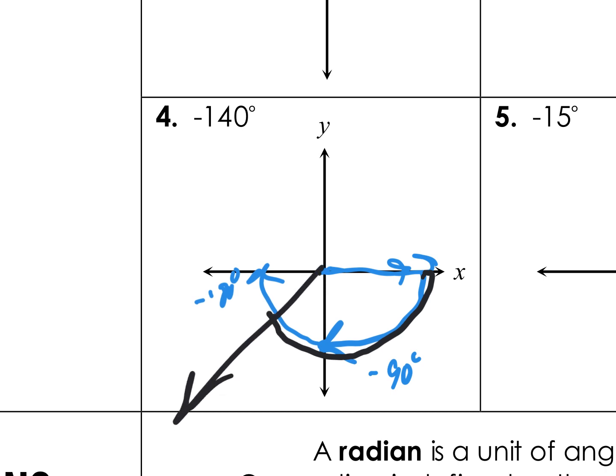Yeah. And I always draw the other angle, the other ray, or the other leg. I always draw it from the 0, 0. So there you go. I'm going to draw that as my negative 140.